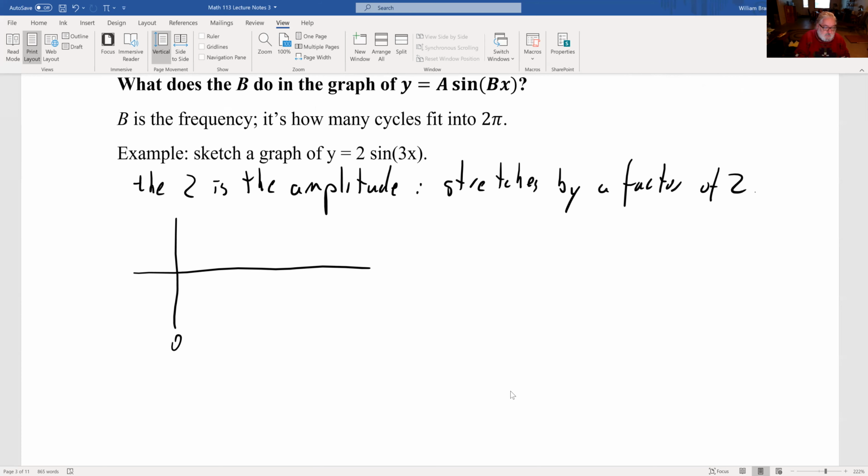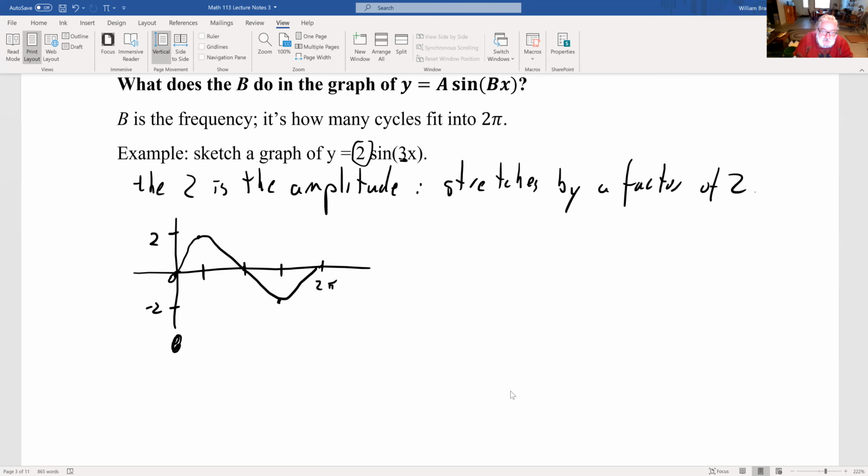Here's 0. Here's 2 pi. Fill in the corner points. We'll have point there, point here, point here, point here, point here. My graph goes like this. Amplitude means that I'm going from 2 to -2. That's what the a does. That's what this 2 does. But what does the 3 do?